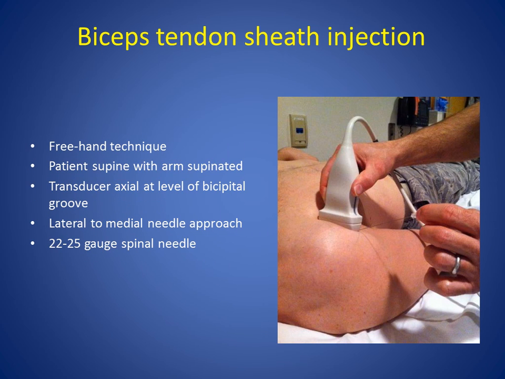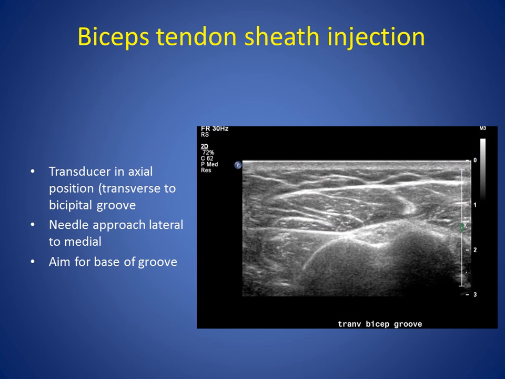For the biceps tendon sheath injection, we will typically do a freehand technique, the transducer in an axial orientation at the anterior aspect of the proximal humerus with the patient supine. We use a lateral to medial needle approach. The needle looks like this. Here's your needle approaching the biceps tendon sheath.